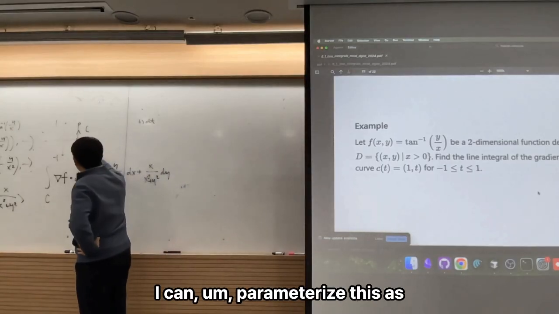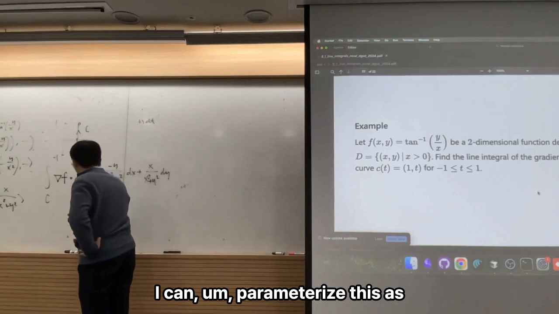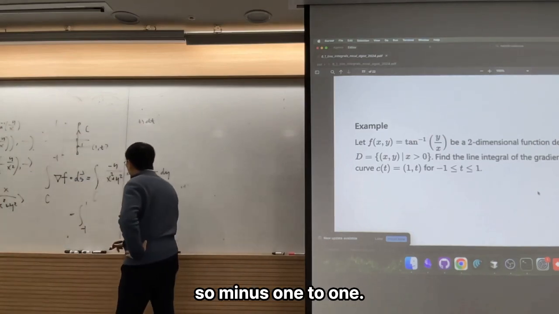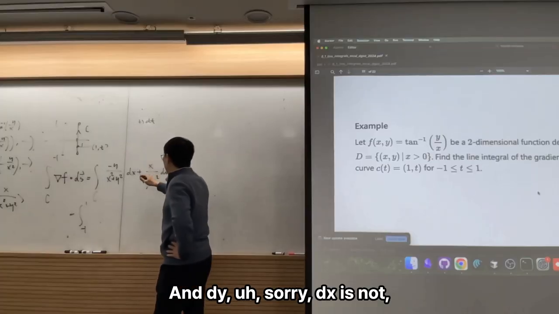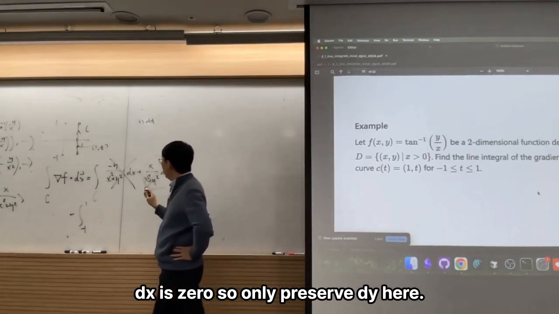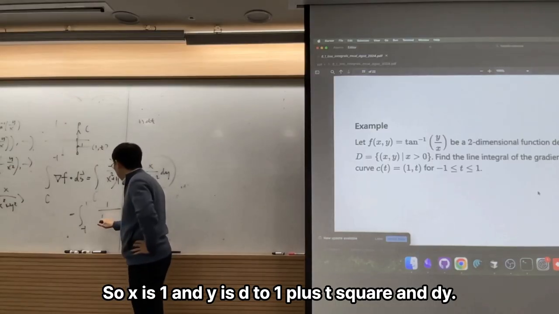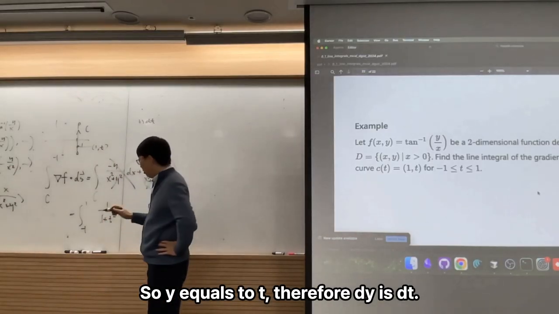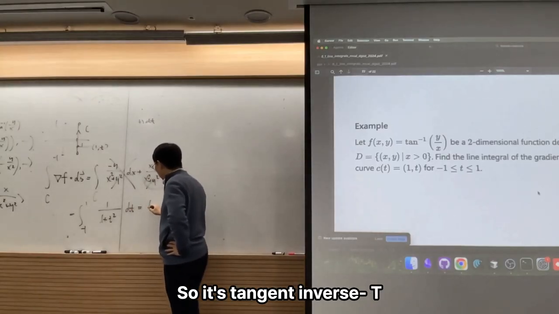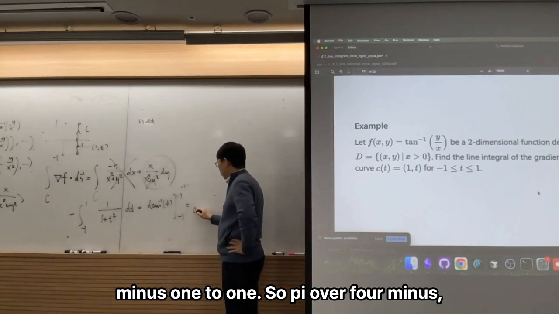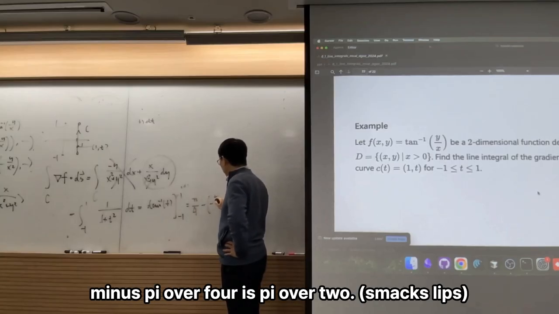In other words, I can parameterize this as (1, t), where t is the parameter from minus 1 to 1. And dx is 0, so we only preserve dy here. So x is 1 and y is t, giving 1 plus t squared, and dy. Since y equals t, dy is dt. So it's tangent inverse of t from minus 1 to 1. So pi over 4 minus minus pi over 4 is pi over 2.